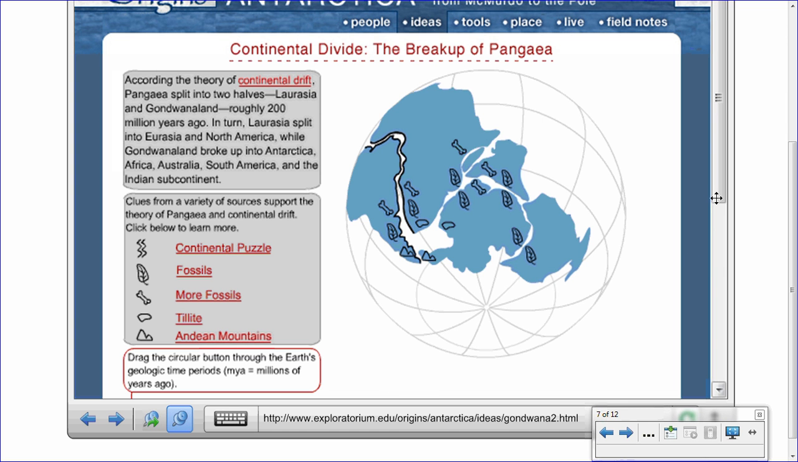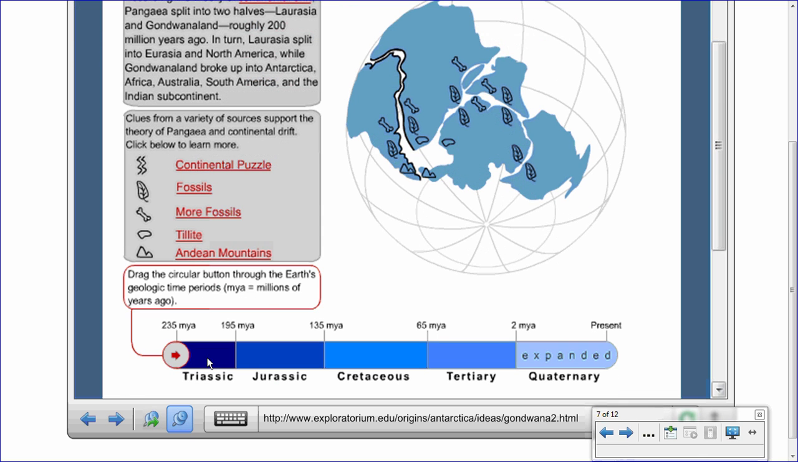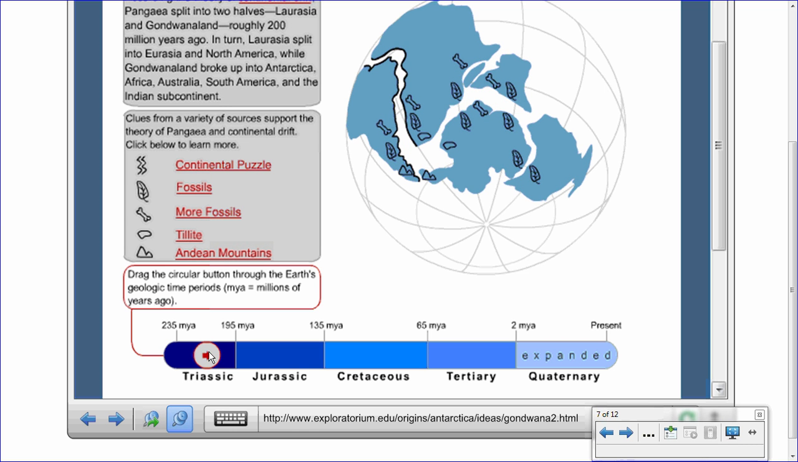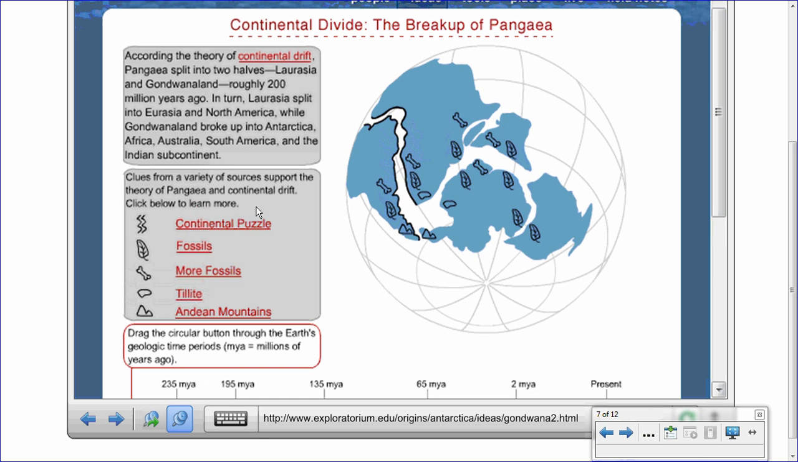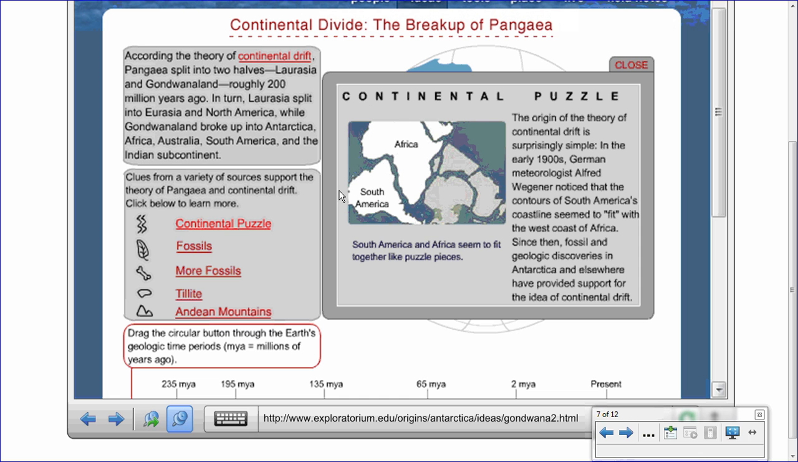So when I say play with the timeline, what I mean is you're going to move this timeline over. Let me see what happened when I moved it. I'm having a little bit of trouble moving it. But as you move it, you're going to see something happen to these continents. I want you to pay close attention to what's happening and take notes. If you click here, an information box is going to come up, and it's going to give you a little bit more information about that particular part of the map.